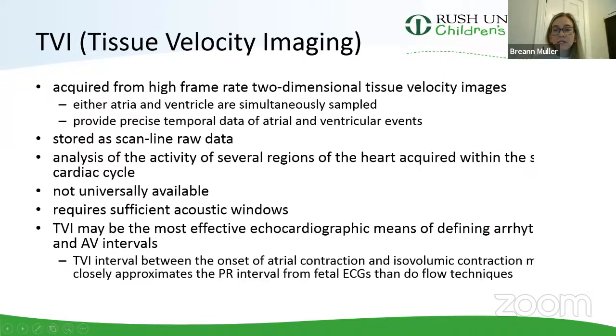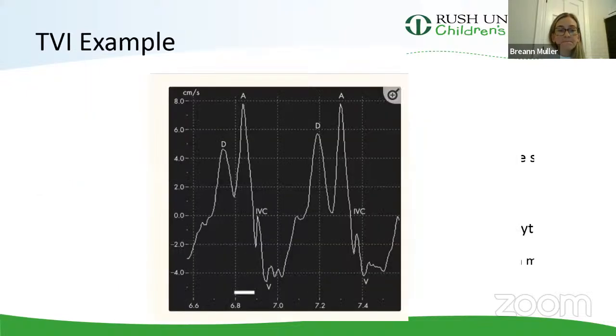And then I just want to briefly touch on tissue velocity and tissue Doppler. Tissue velocity is similar to tissue Doppler, and I'm showing you an example on the next slide. It's not universally available. You need to have that ability on your echo machine, and most don't. But it has shown some utility when studies compared tissue velocity imaging to the mechanical PR interval that we get with pulse wave. Tissue velocity is likely more accurate when they looked at fetal ECGs for the actual PR interval on the ECG.